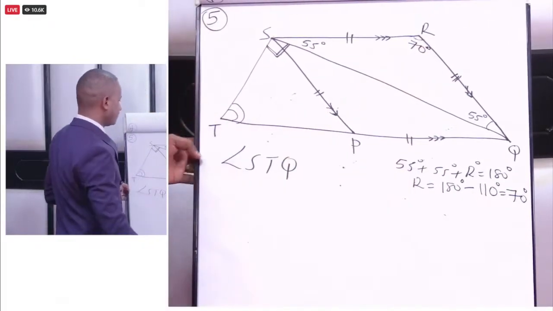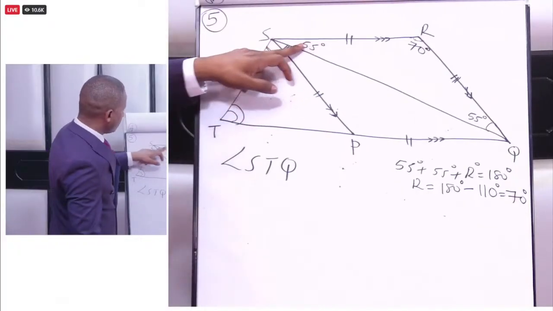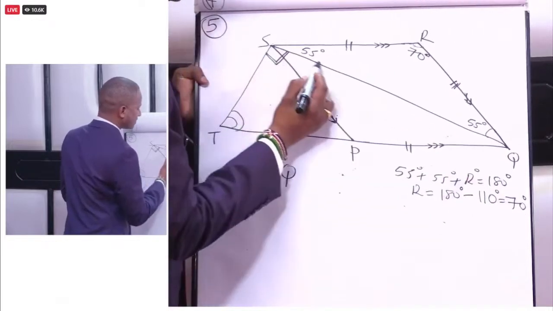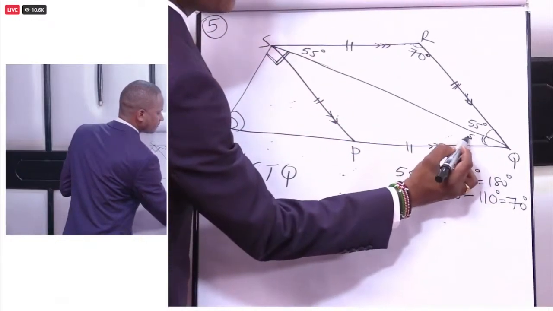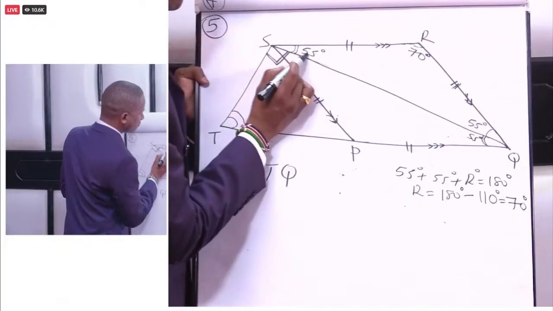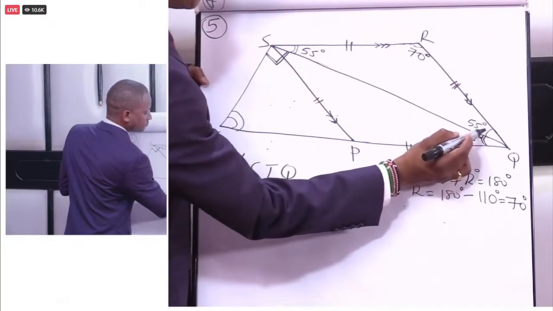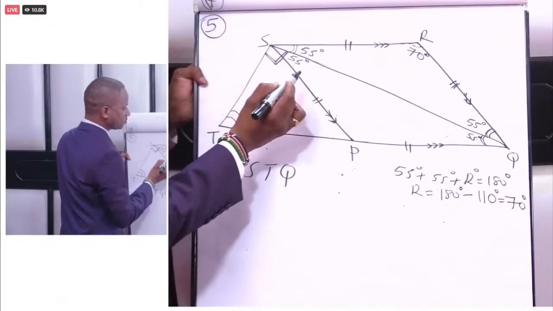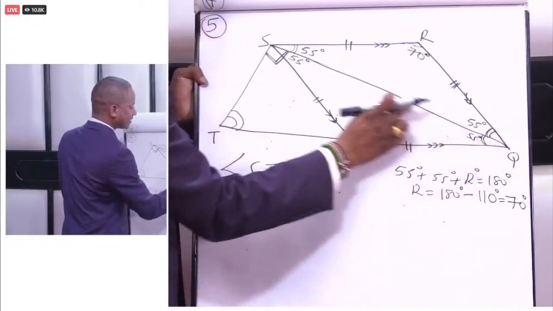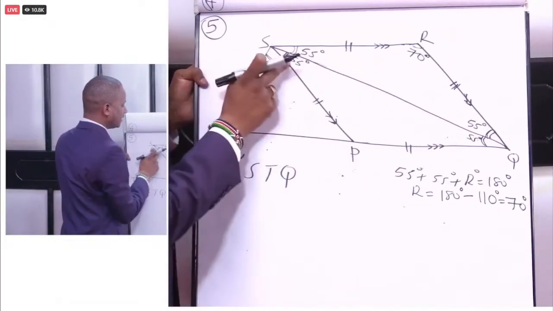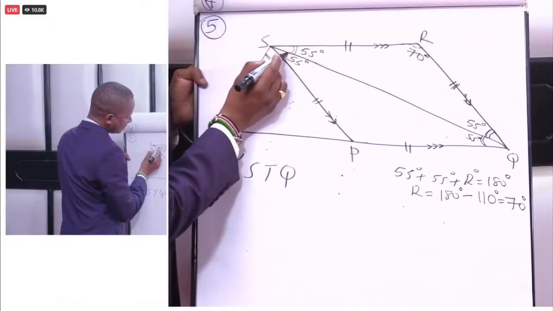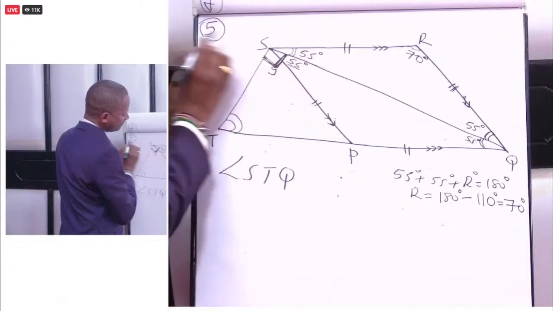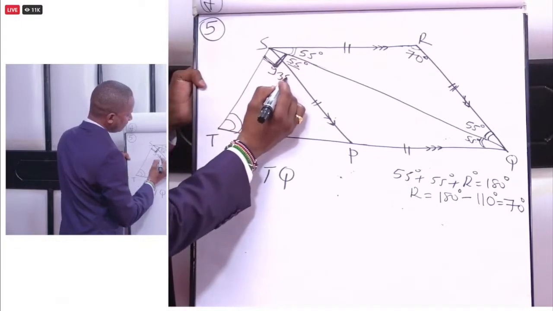Then, if this is 55, because this is a parallel line and this is a parallel line, this is a transversal line. Therefore, this angle is also 55 degrees because they are alternate angles. Why am I saying so? Because this line is parallel to this line and this is a transversal line. So this is alternate to this. If this is 55 and the whole of this is 90, what is this angle Y? It is 90 minus 55, which gives you 35 degrees.